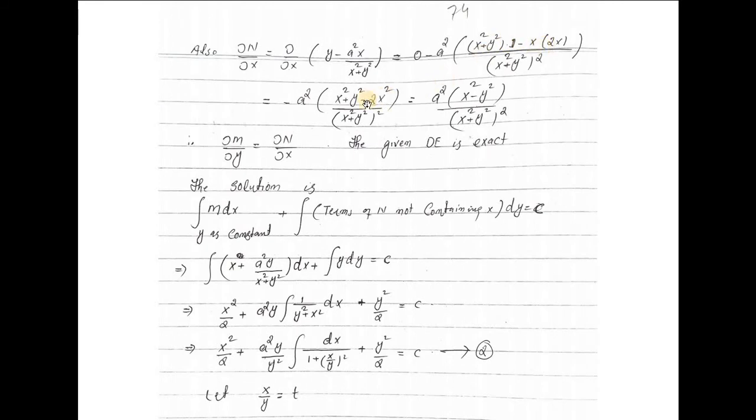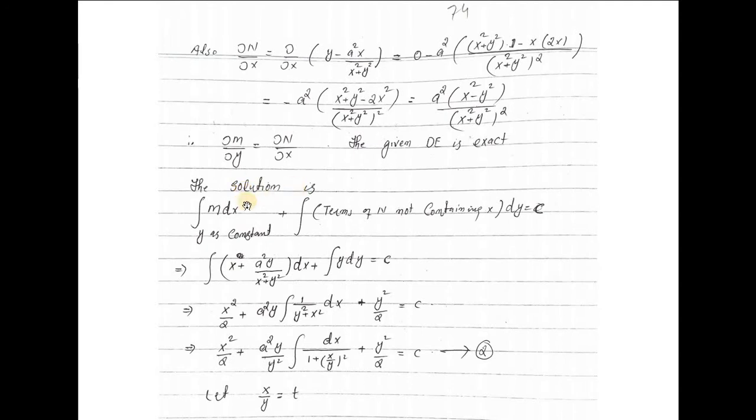Simplifying, taking this negative sign inside, we can write x square minus y square divided by this one. We see that the values of del m over del y and del n over del x are both equal, hence the given differential equation is exact.